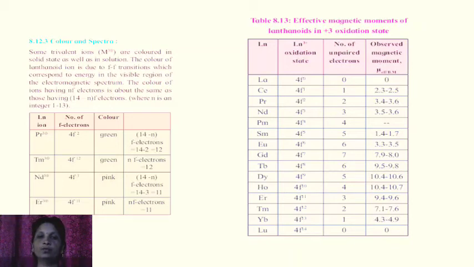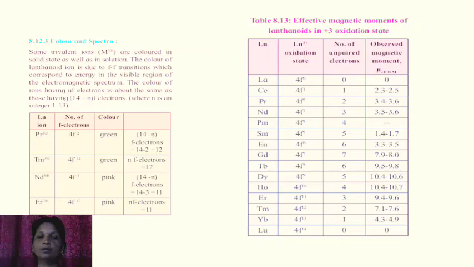Promethium shows 4f4, number of unpaired electrons 4, so it shows the observed magnetic moment here. Samarium+3 shows number of unpaired electrons 5, 1.4 to 1.7. Eu+3, 6 unpaired electrons, so it will show a magnetic moment of 3.3 to 3.5. Gadolinium 4f7, so 7 unpaired electrons. It shows the magnetic moment 7.9 to 8.